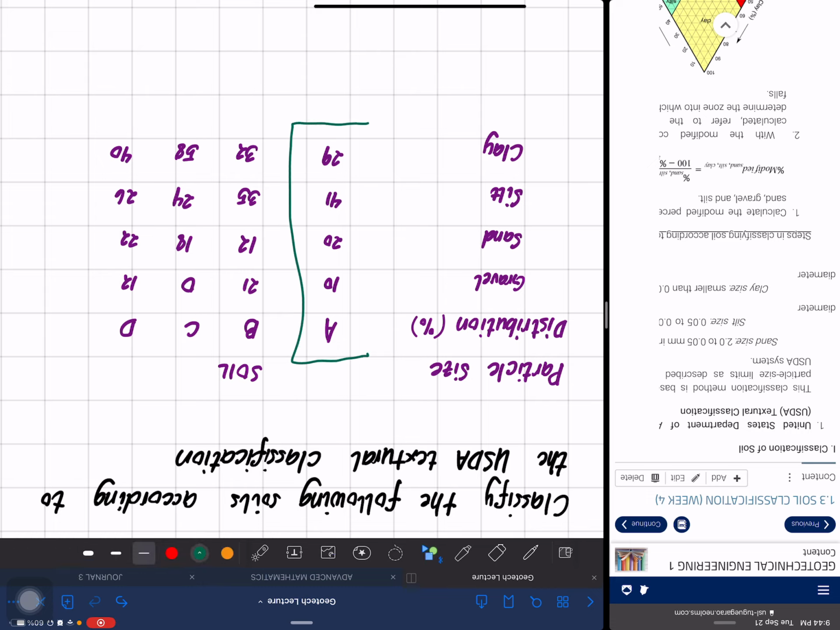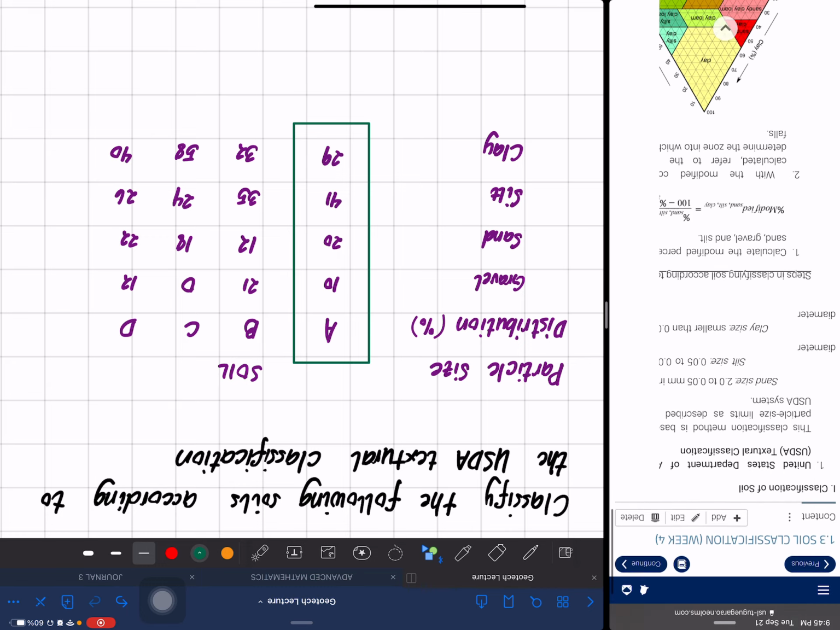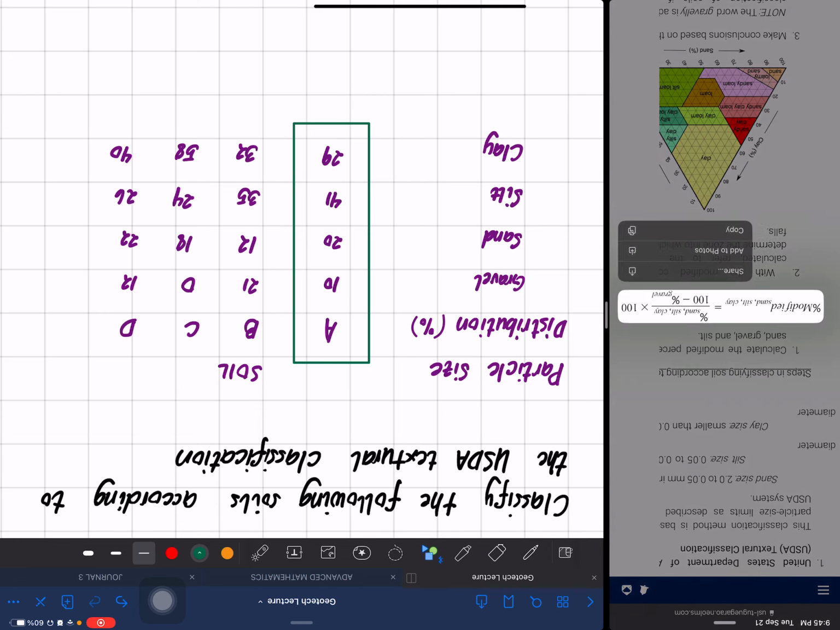Let's start with soil A muna. We're going to classify this soil according to USDA. It is imperative to check if the soil contains gravel, kasi if it contains gravel, we have to modify the percentages of the soil. As you can see, this is already in percentage, and meron tayong gravel component na 10%. So anong gagawin natin? Dito sa left panel natin, check niyo yung formula. It says here we have to modify the percentage of each sand, silt, and clay component kapag meron siyang gravel content. Kung wala siyang gravel content, there's no need to verify.